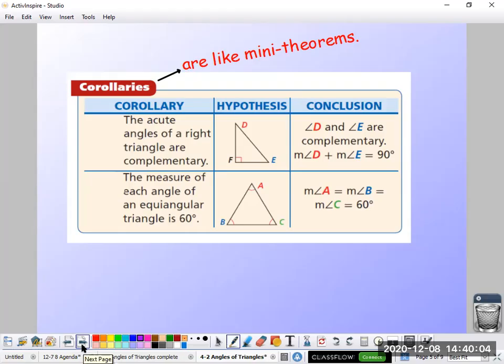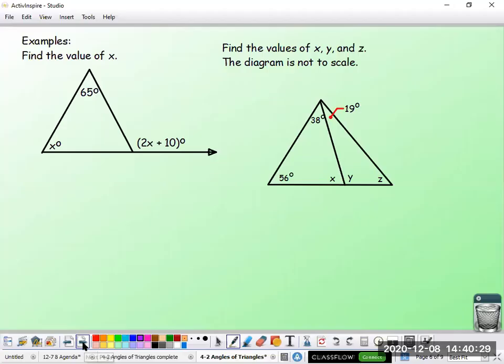Our other corollary: the measure of each angle of an equiangular triangle is 60, because 180 divided by 3 is 60. Now that's another thing to remember. Every equiangular triangle is also equilateral. So when you come across an equilateral triangle in the future, you need to remember that all of those angles are 60. Little heads up.